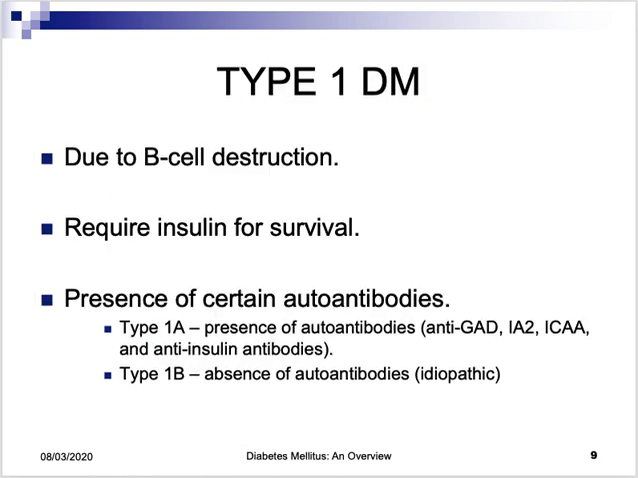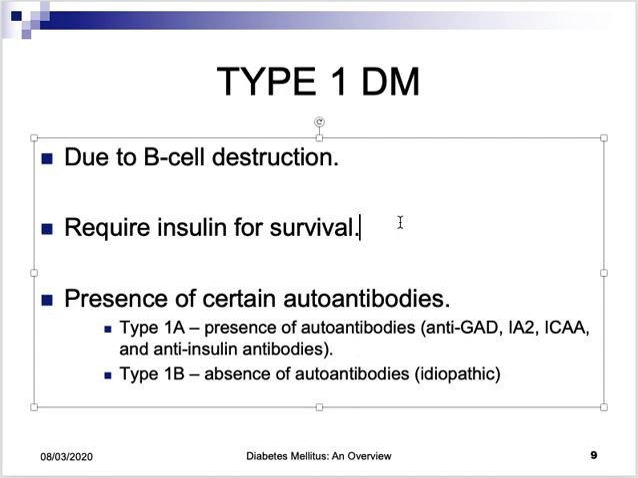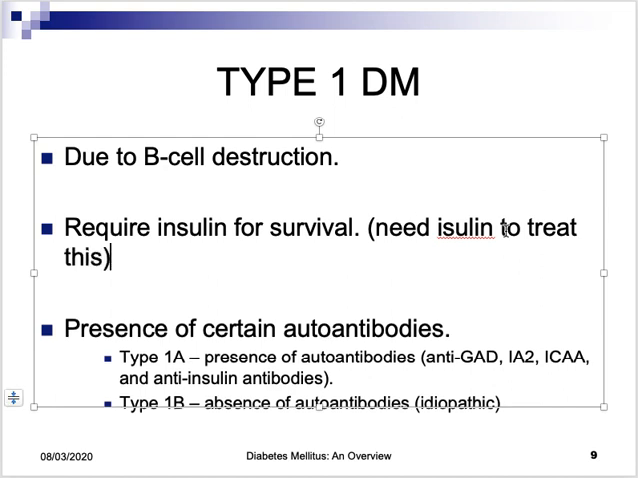So you can see over here, type 1 diabetes mellitus is simply due to beta cell destruction, and of course there is complete absence of insulin. So you need insulin to treat this condition. And what happens in this one is there are autoantibodies, like anti-GAD antibodies, or many others as well, which basically go and destroy the beta cells, and so they cannot make insulin.